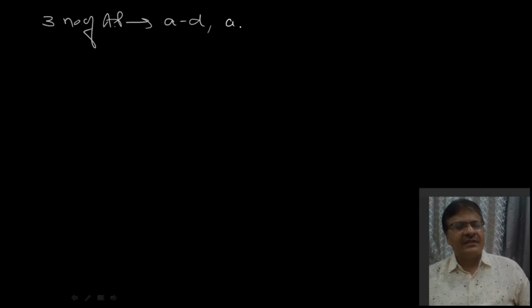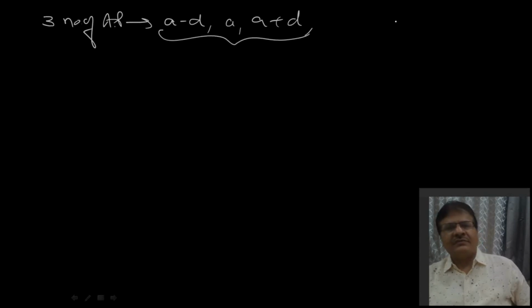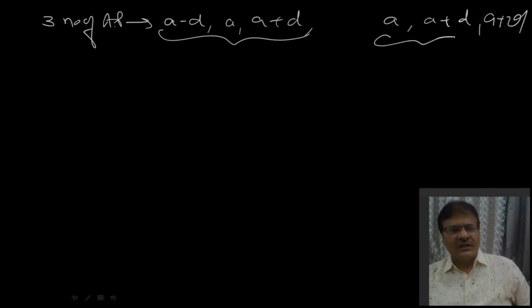Suppose 3 numbers are in AP, then we should assume this way: A minus D, A and A plus D. Sometimes people ask why we are assuming this way. Why can't we assume A, A plus D and A plus 2D? Guys, you can assume this. The answers will come, but the time will be reduced if you assume this way. These are also in AP where the common difference is D.